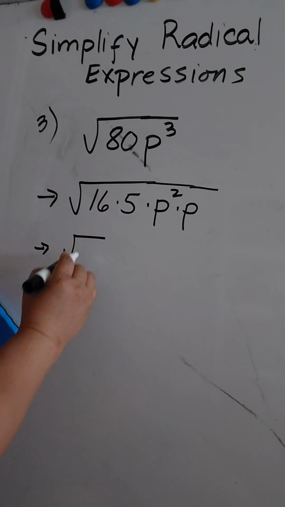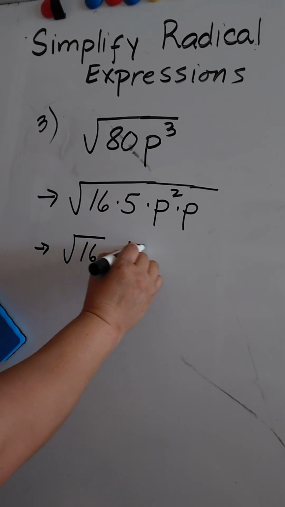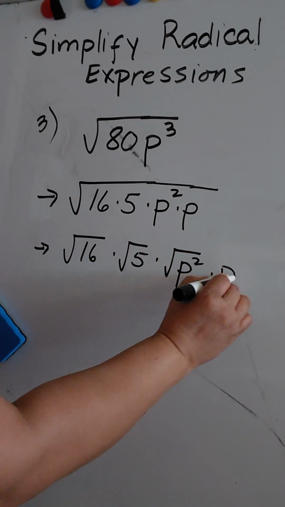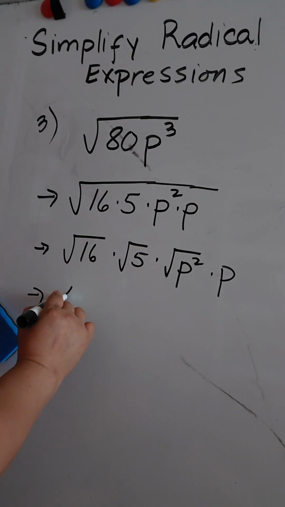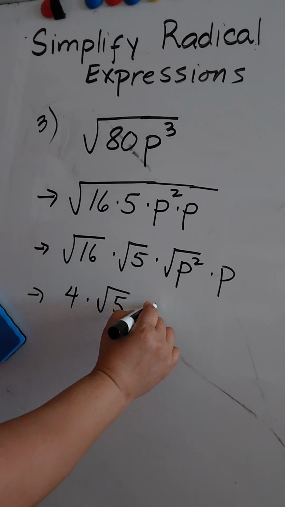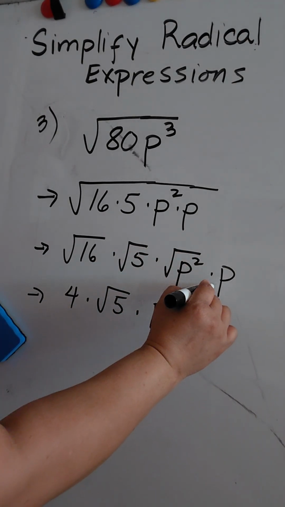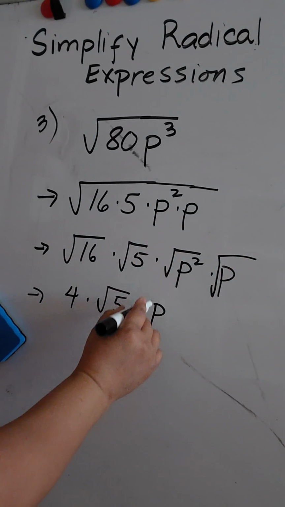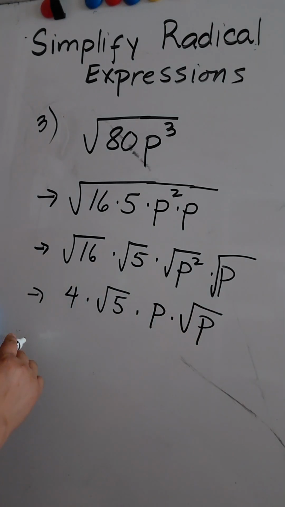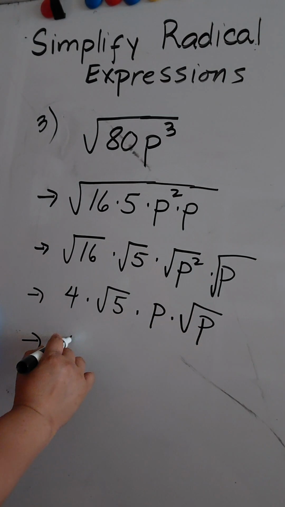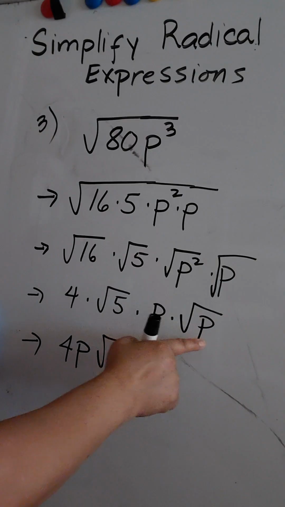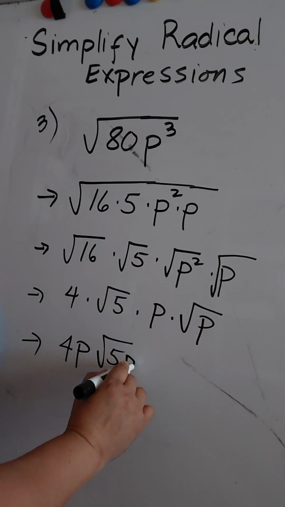So that would be square root of 16 times square root of 5 times square root of p squared times p. Square root of 16 is 4 times square root of 5 times square root of p squared is p. And then, oh, I forgot to write square root of p here. p and then times square root of p. Okay, now let's simplify. So we have 4p and then square root of 5p.